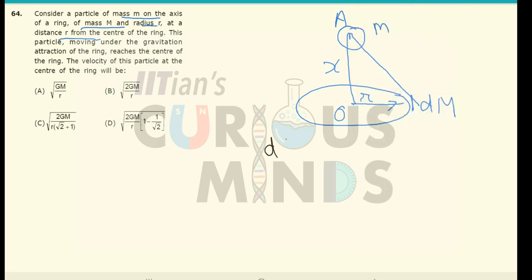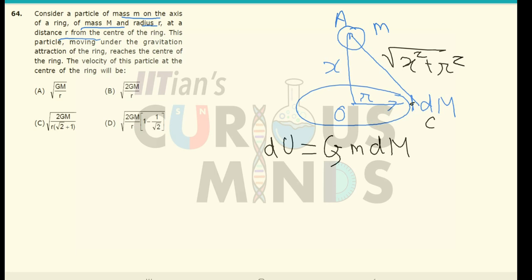This small potential energy, let me write this as dU, will be equal to G small m dm divided by r, where r is the distance between point A and, let us say, this point C. It will be equal to the root of x square plus r square. So I can write this as x square plus r square the whole raised to half. Now this is the potential energy due to the small elemental length.